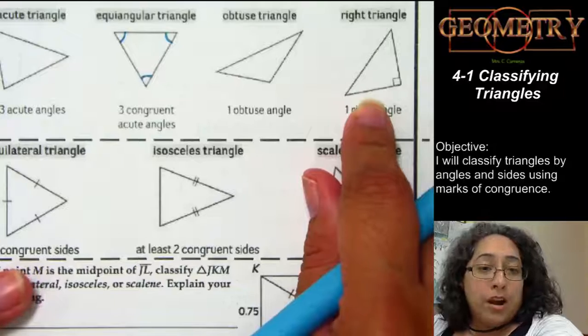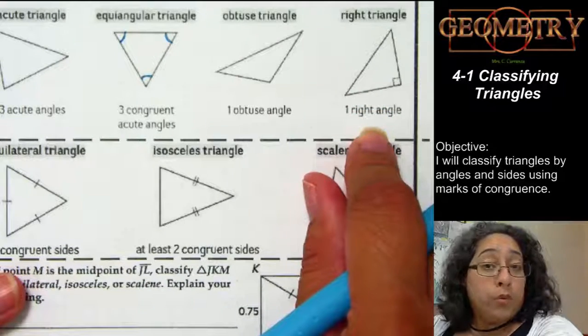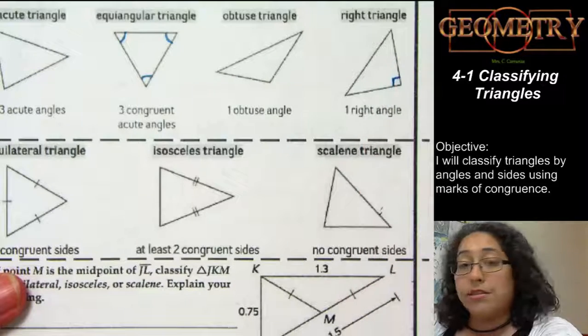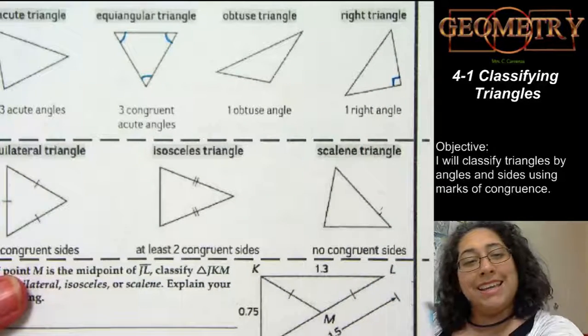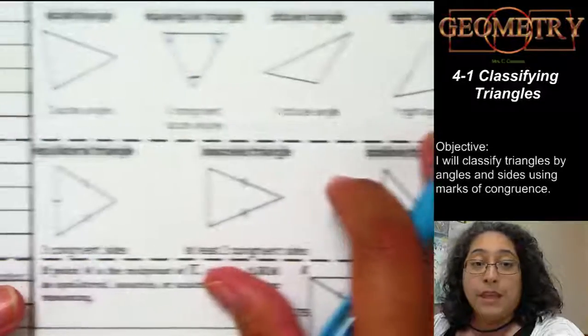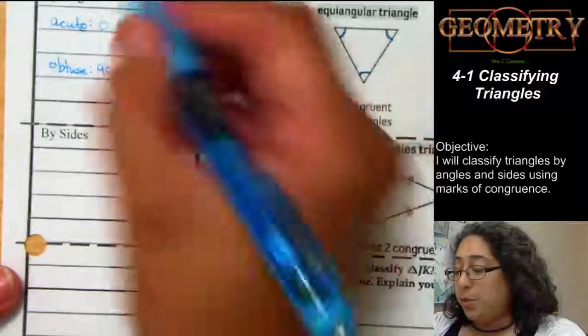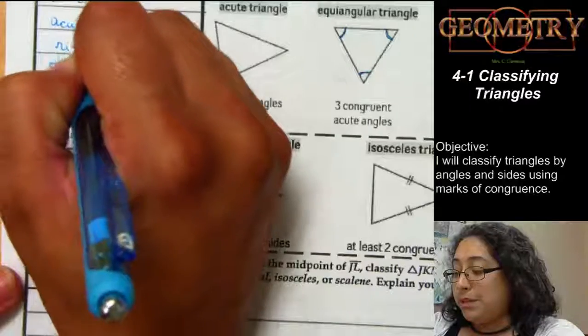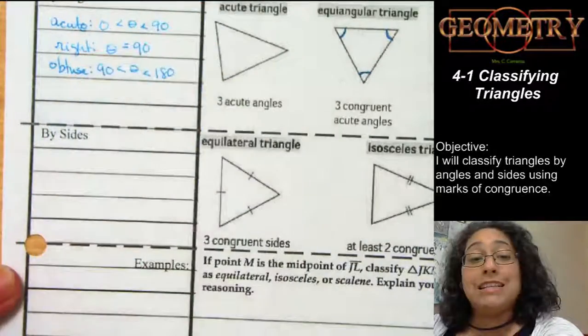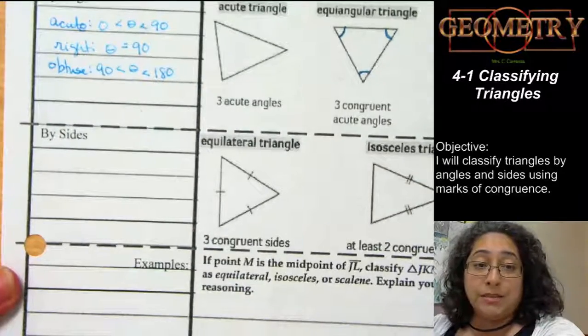For a right triangle, you need one and only one right angle. Please recall that this symbol right here, the little square box in the angle, shows you that that angle is a 90-degree angle. It is a right angle. In order to be considered a right angle, your angle must have a measurement of exactly 90 degrees.